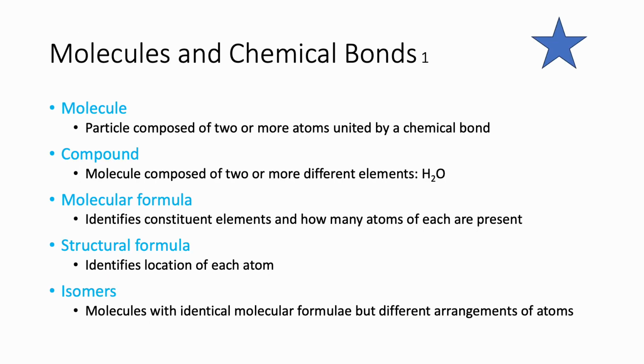Some more definitions. So some more general chemistry. A molecule is a particle composed of two or more atoms united by a chemical bond. A compound is a molecule composed of two or more different elements like H2O, water. The molecular formula identifies the constituent elements and how many atoms of each are present. We'll see that in a second. Structural formula identifies the location of each atom. And then isomers are molecules with identical molecular formula but different arrangements of atoms. We're going to go into detail on these last three terms.